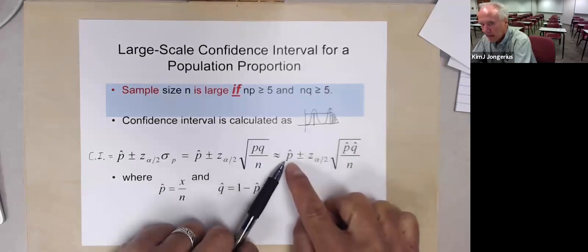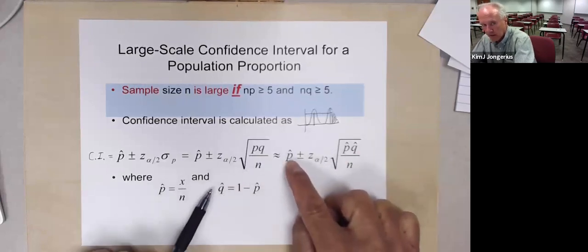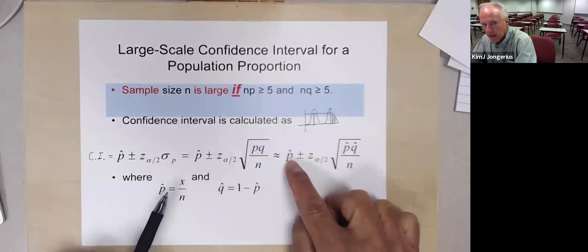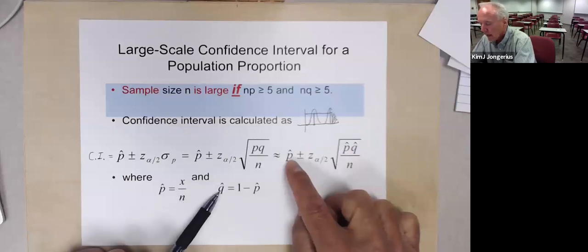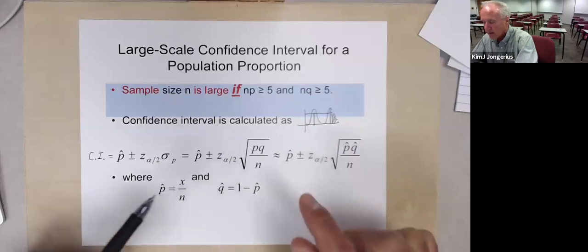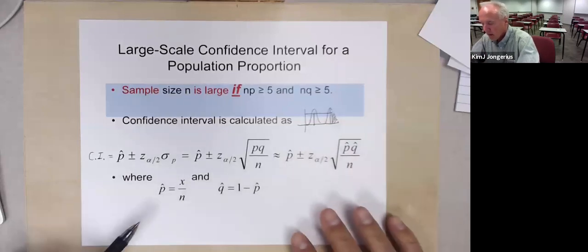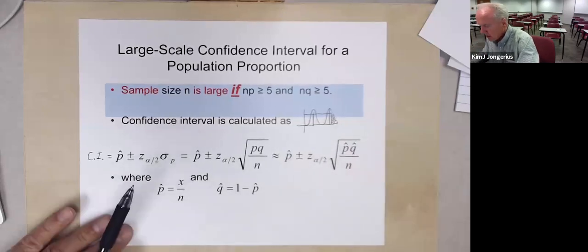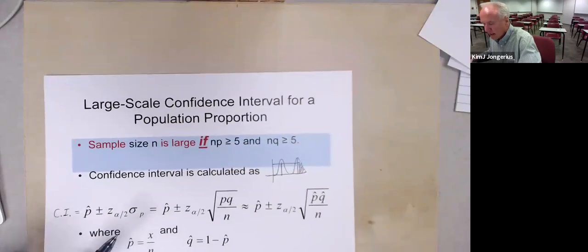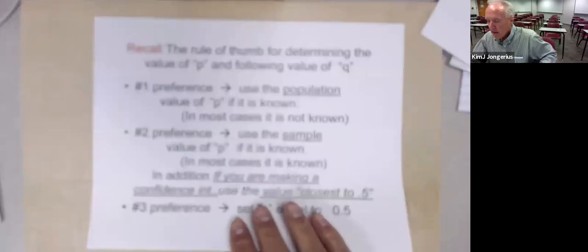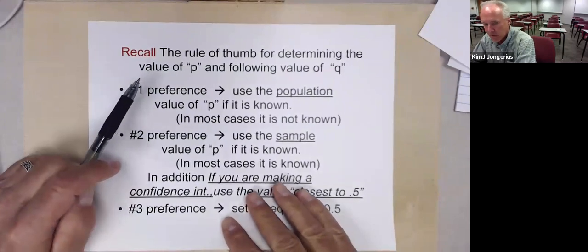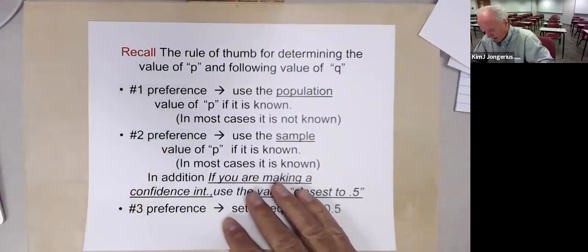P hat, again, is the sample proportion. It is defined to be X over N. X would be the number of people that are in favor of, say, candidate A. N would be the total number of voters. Q hat is its complement, 1 minus P hat. We'll be using these now. Before I do, I need to review a rule of thumb for determining the value of P and Q.